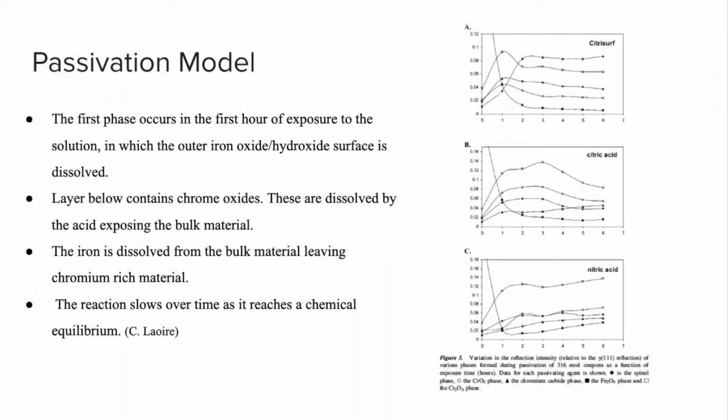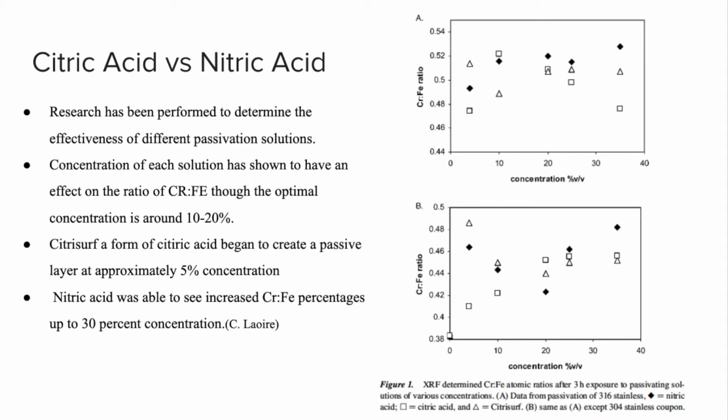As can be seen in the lower graph in C, chromium oxide, the very high end, continues to grow over time. Researchers have compared the effectivity of nitric acid versus citric acid. Concentrations of each solution have been shown to have an effect on the ratio of chromium to iron, though the optimal concentration is about 10 to 20%. Citrosurf, in this case, has been shown to be able to create a passive layer at approximately 5% concentration, though it has been argued that it is not as effective as nitric acid. Nitric acid is able to continue to increase the chromium to iron ratio until about 30% concentration.